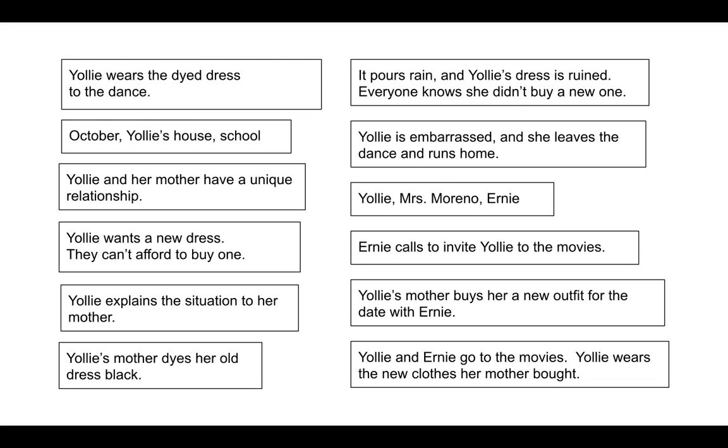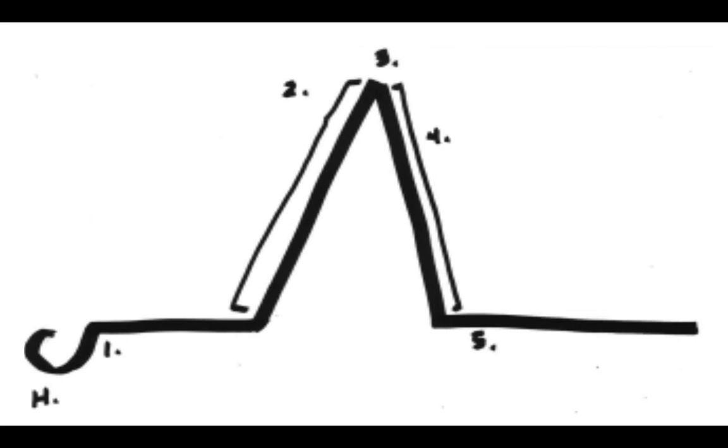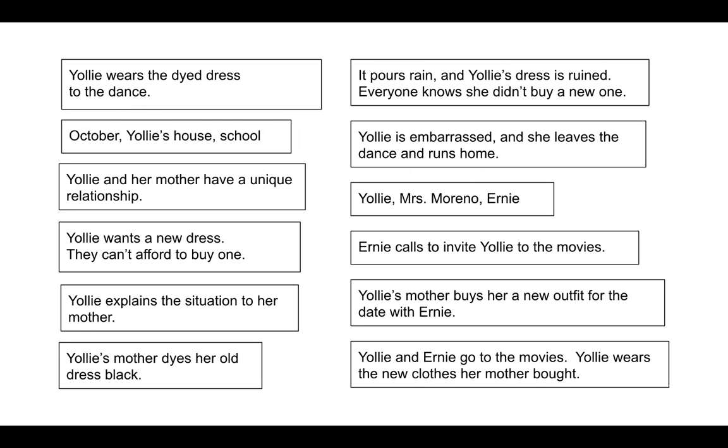You know from our study of the plot diagram that a time and places are part of the setting, and that setting is part of the exposition. So you will copy those pieces of information underneath number 1 on your plot diagram in your reader's notebook. And you will do this for each of the sentences that are on this screen. Please pause the video until you have all of the items written down in the correct spot on the plot diagram.